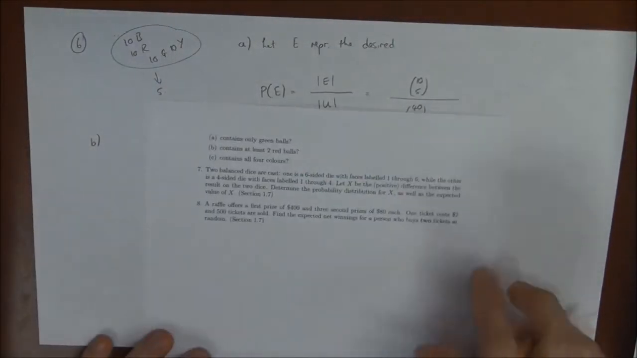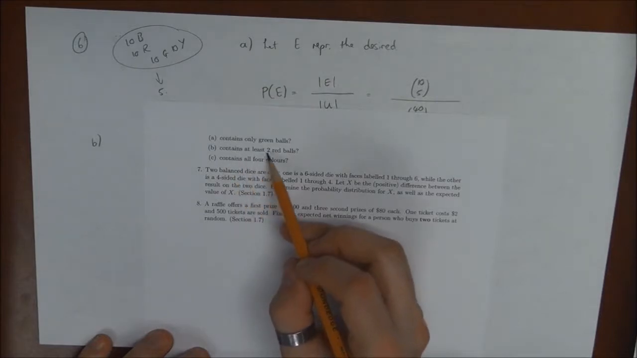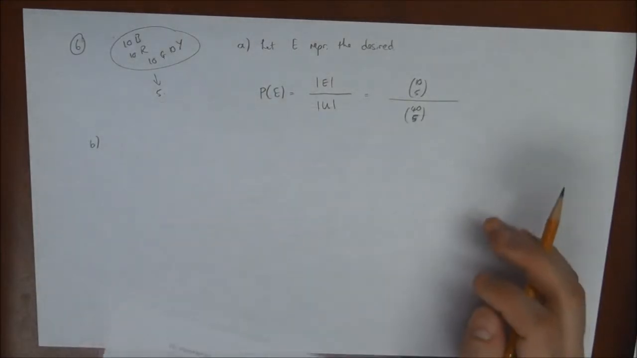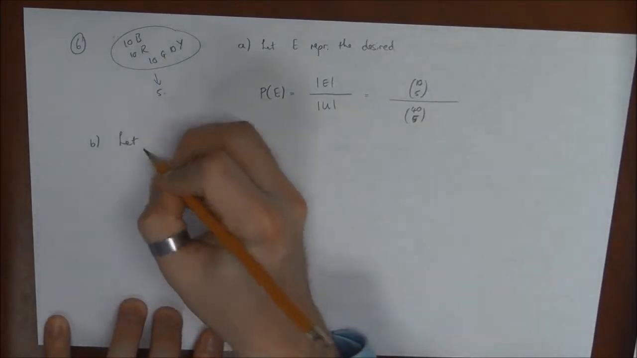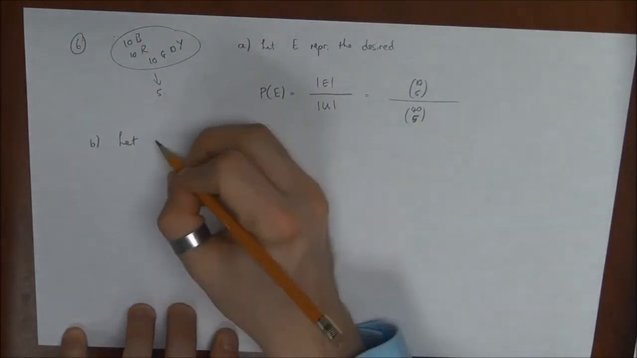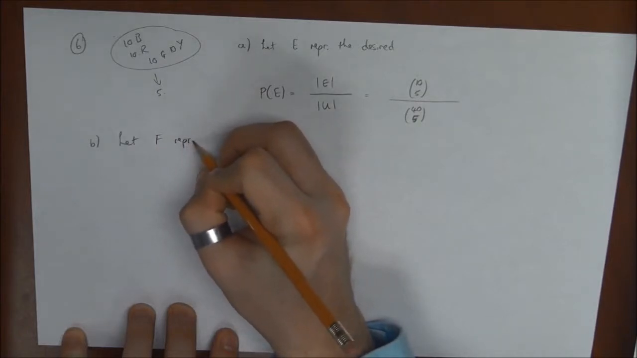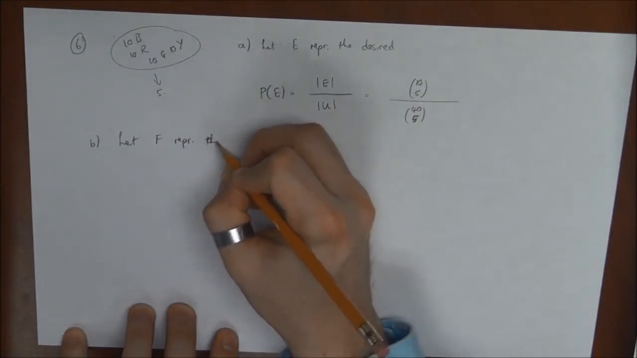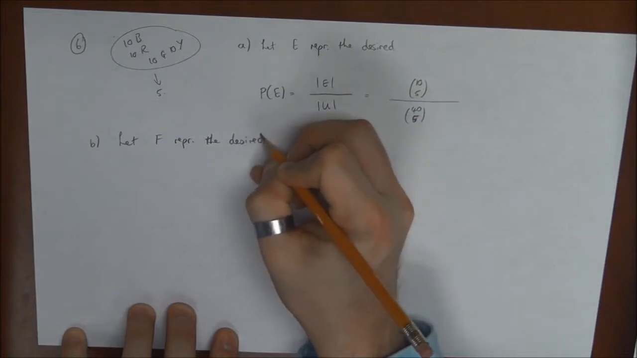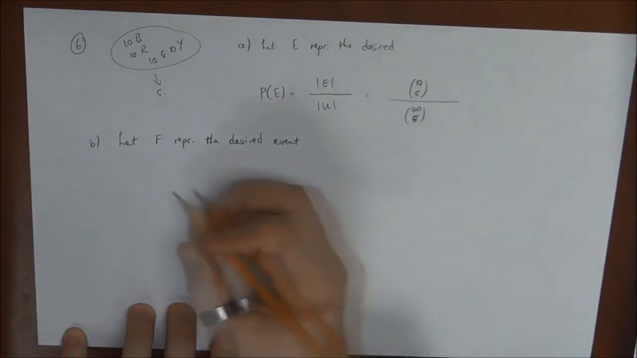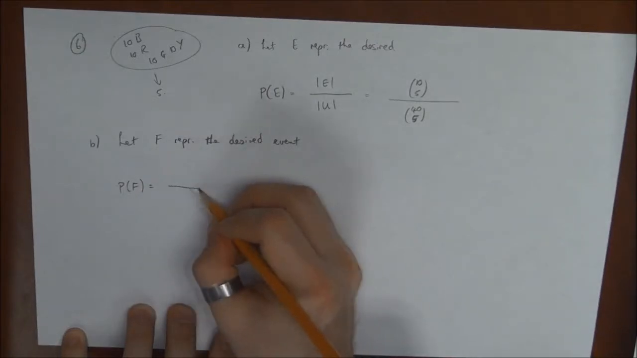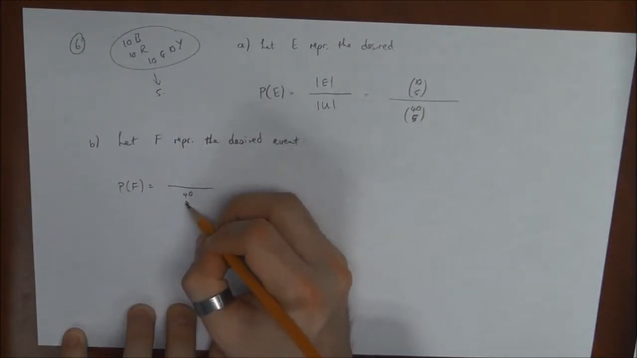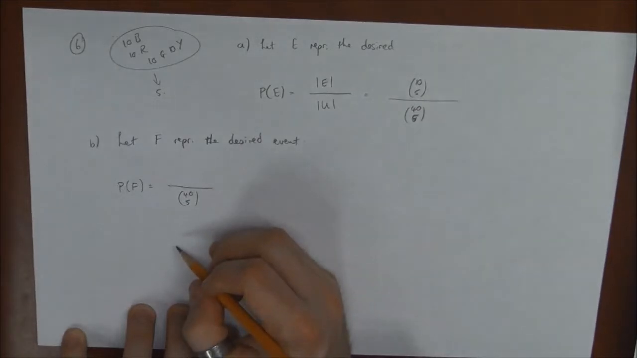In B, contains at least 2 red balls. Well, we haven't done anything directly yet, so let's do this one using the direct approach. Let F represent the desired event, so that we can talk about the probability of F. Same experiment, so the bottom will be 40 choose 5.